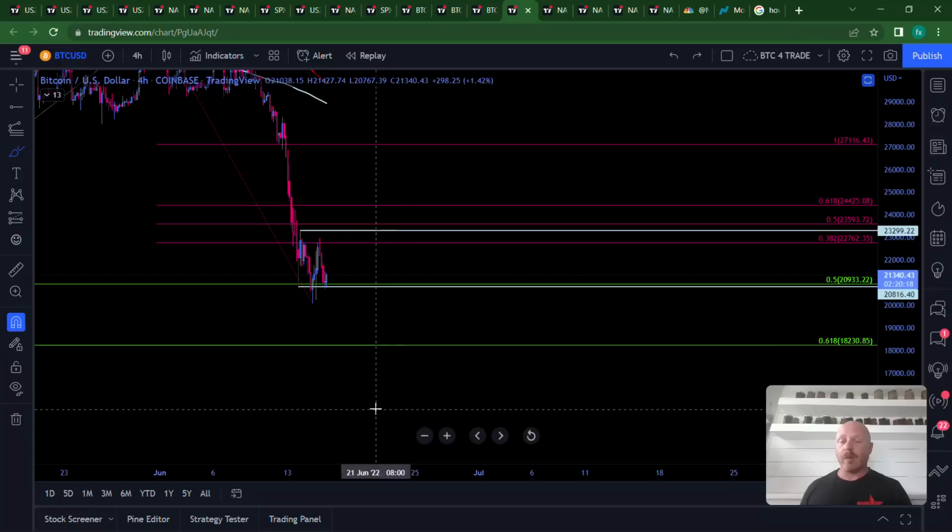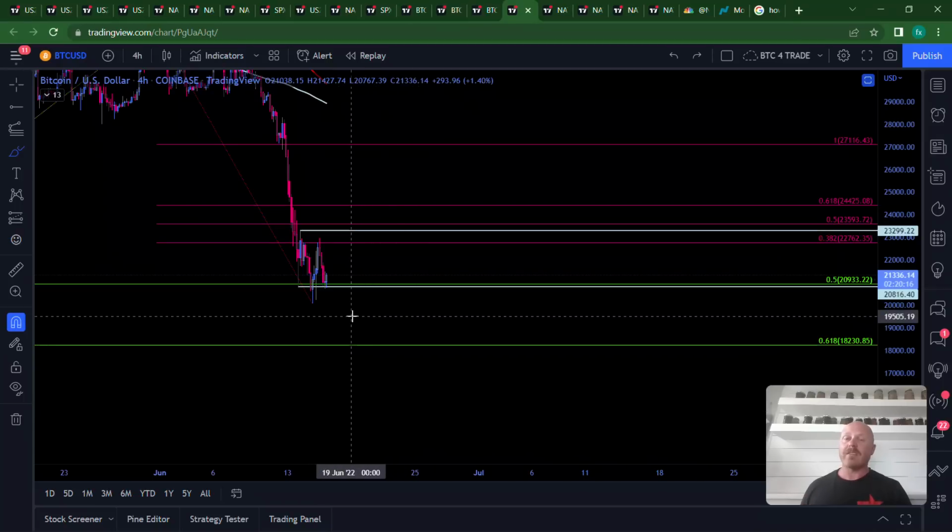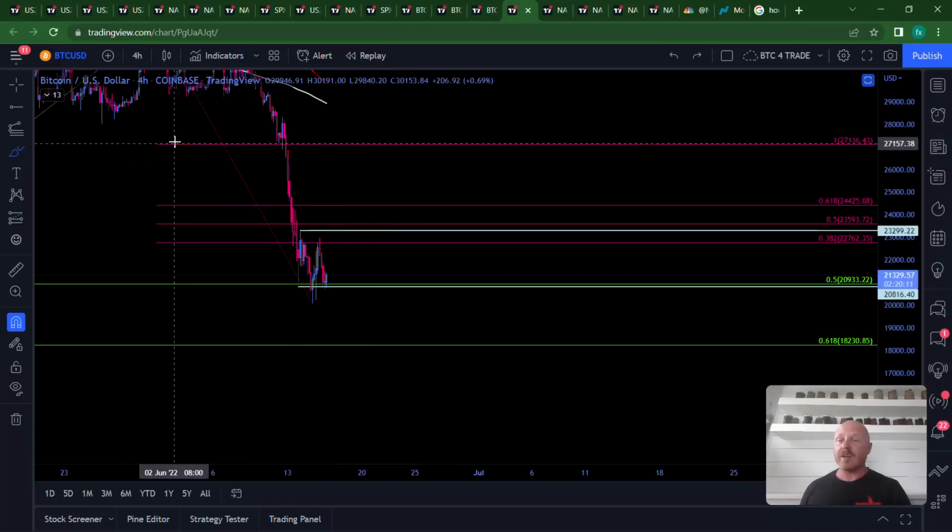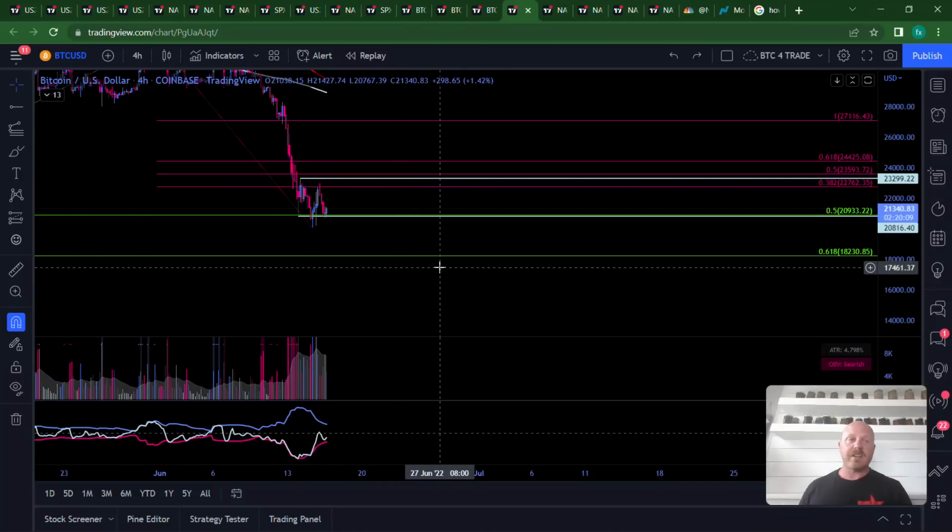And you're going to have support levels underneath here, but they're going to be weak support, secondary support levels. Your primary support will be at 9,500. Let's look at some indicators here.